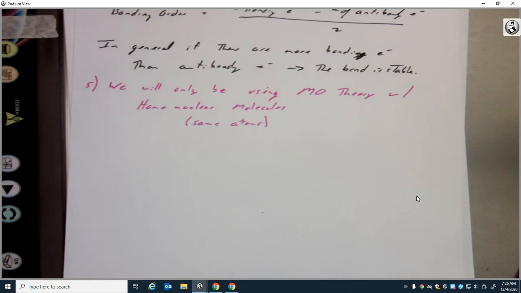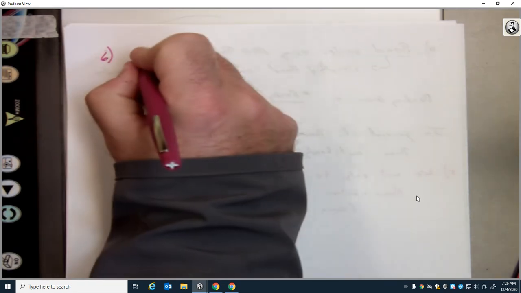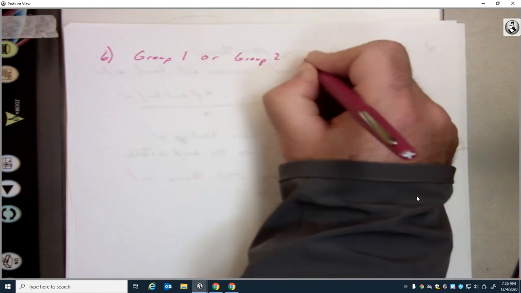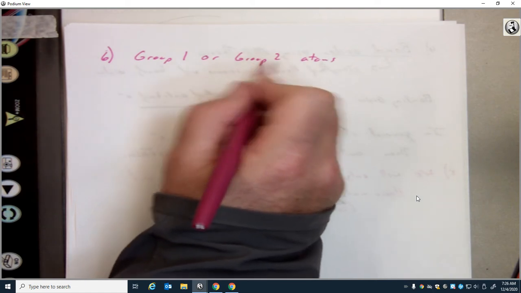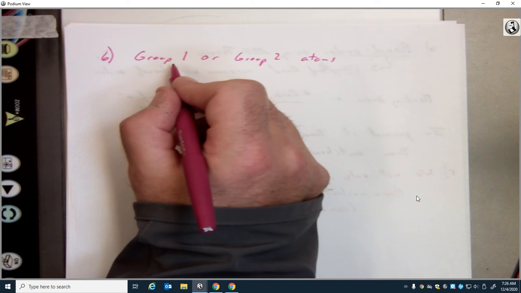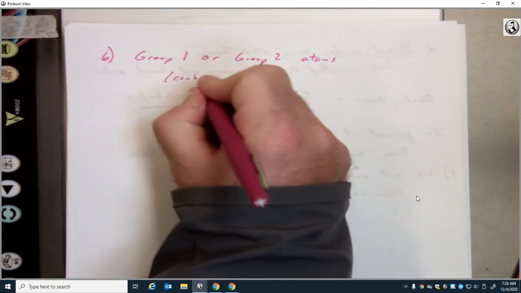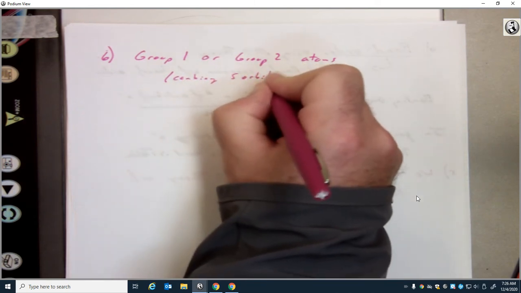Do I have enough room here? I don't think I do, so I'm going to flip this. We're going to start with group 1 and group 2 atoms. In group 1 and group 2, so any one of group 1 and group 2, if they bond, what we're doing is combining s orbitals only. They don't have any p orbitals.